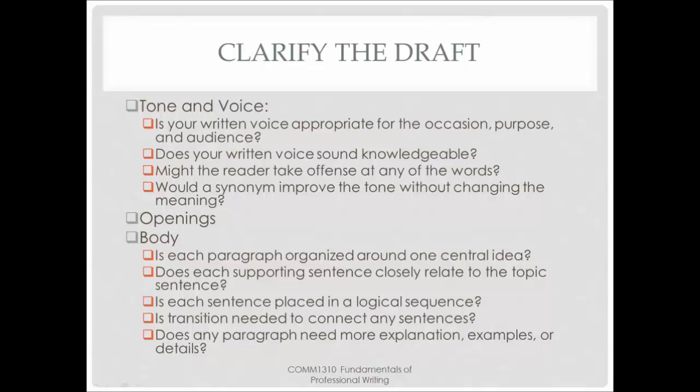Finally, check your conclusion. Make sure that it does not rehash or recite the obvious. Does it flow logically and smoothly from the body? Is it consistent with the opening? Always make sure you are concluding something that makes sense with and flows from your introduction.